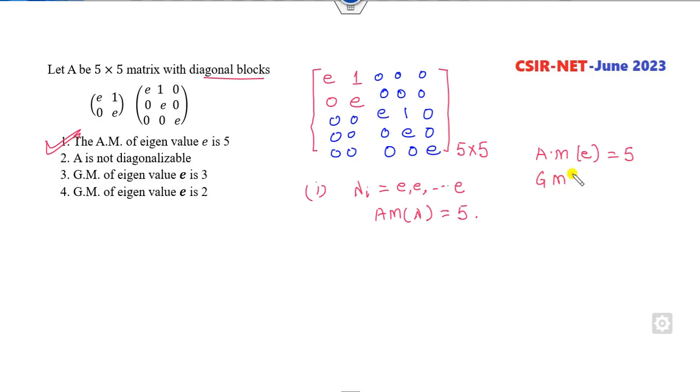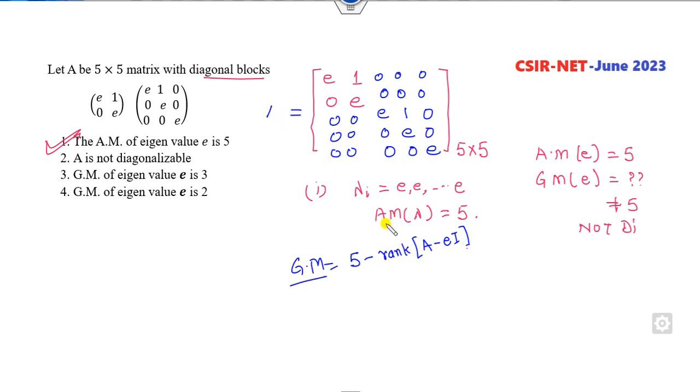If we are able to find the geometric multiplicity of E, if this is not equal to 5, then we can say it is not diagonalizable, otherwise it's diagonalizable. How can you find the geometric multiplicity? There are two methods we already know. This is a 5 cross 5, so 5 minus rank of A minus EI. But here this is not the A, this is my diagonal matrix. So how can you find that?